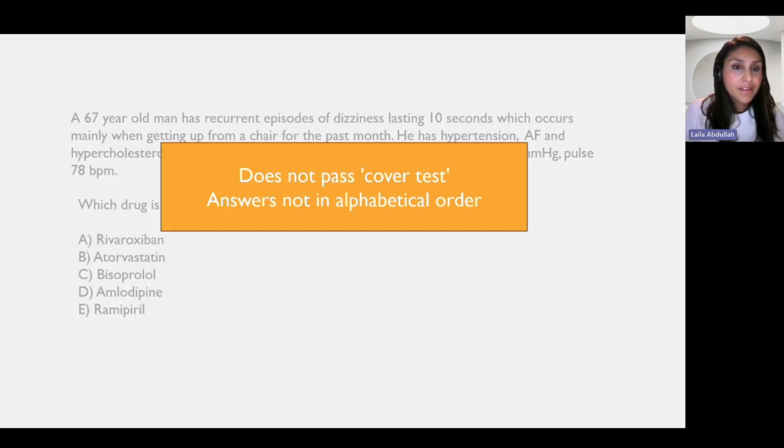So hopefully from this question, you'll notice that the answers are not in alphabetical order. You'll get a sense of the importance of that from these questions, and also that it doesn't pass the cover test. So you can't arrive at the answer without looking at the options.